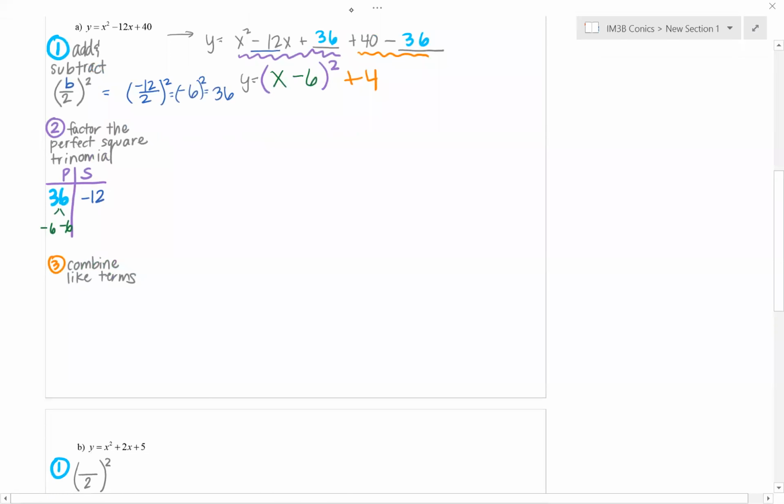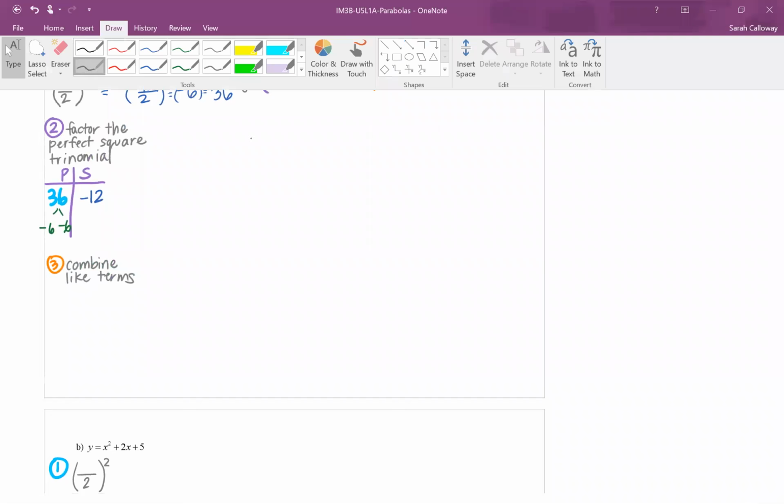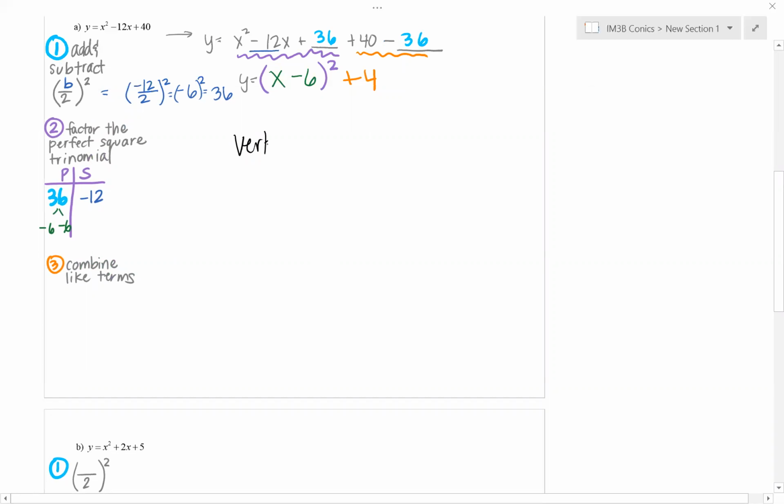Okay, so what we just created is the vertex form of the standard form we are given. So our vertex form is y equals x minus 6 squared plus 4. They want us to identify the vertex and the axis of symmetry. And I'm just writing AOS.